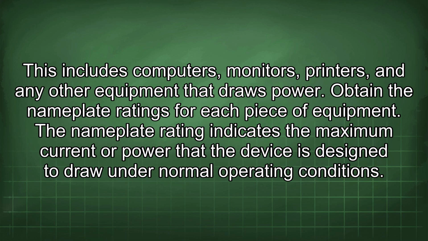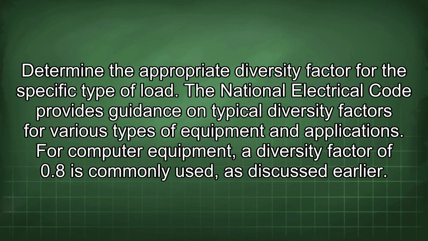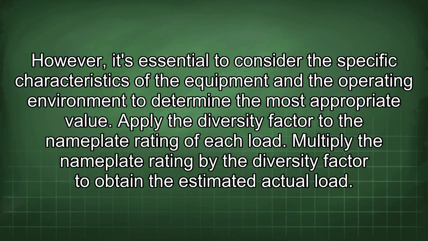Obtain the nameplate ratings for each piece of equipment. The nameplate rating indicates the maximum current or power that the device is designed to draw under normal operating conditions. Determine the appropriate diversity factor for the specific type of load. The National Electrical Code provides guidance on typical diversity factors for various types of equipment and applications. For computer equipment, a diversity factor of 0.8 is commonly used, as discussed earlier. However, it's essential to consider the specific characteristics of the equipment and the operating environment to determine the most appropriate value.